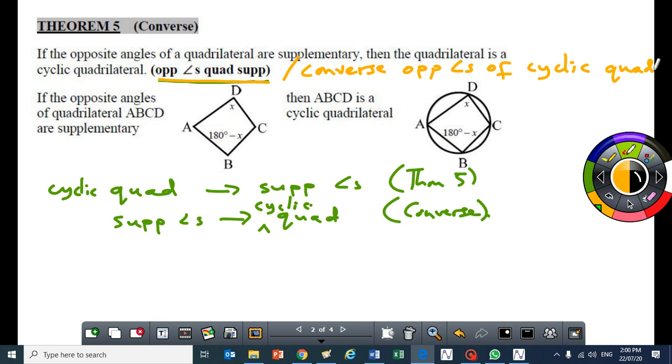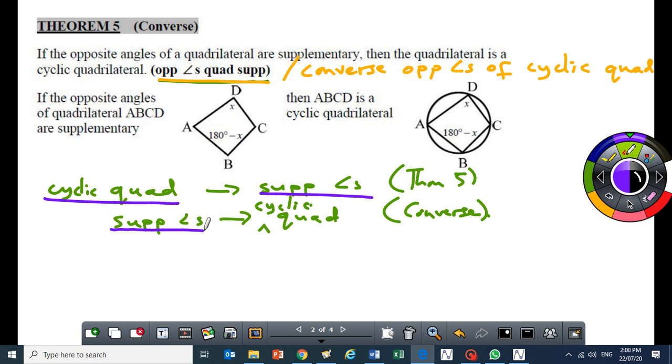So, make sure you remember the converse. Now, in a nutshell, if you compare the original theorem 5 and its converse: theorem 5 says the opposite angles of a cyclic quad are supplementary. That's theorem 5. So you'll be told that it's a cyclic quad, therefore the opposite angles are supplementary.